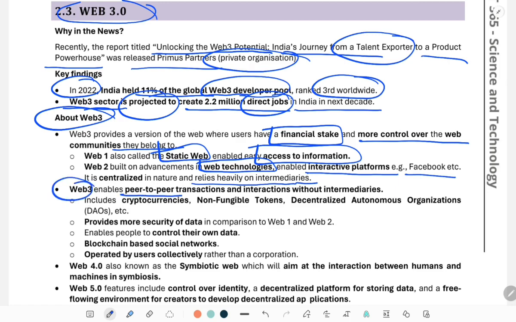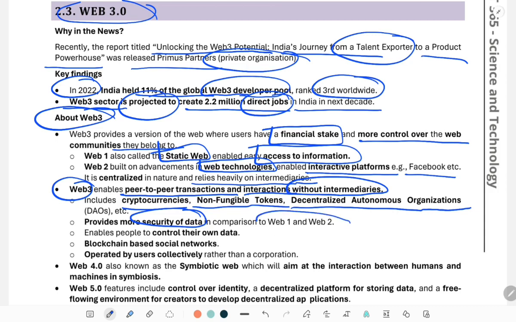Web3 enables peer-to-peer transactions and interaction without intermediaries. It includes cryptocurrencies, non-fungible tokens, decentralized autonomous organizations, and it provides more security of data in comparison to Web1 and Web2. It also enables people to control their own data, and it is a blockchain-based social network operated by the users collectively rather than a corporation.